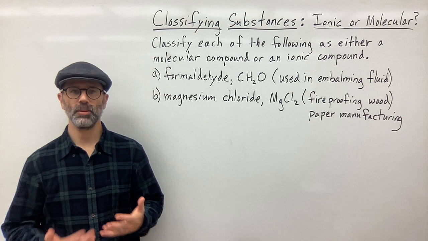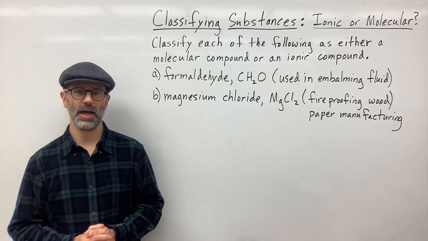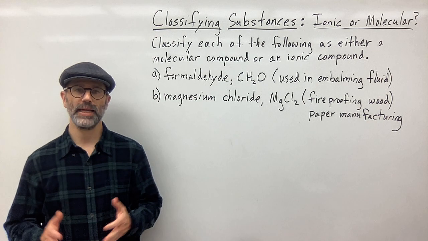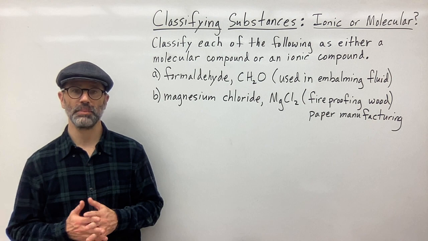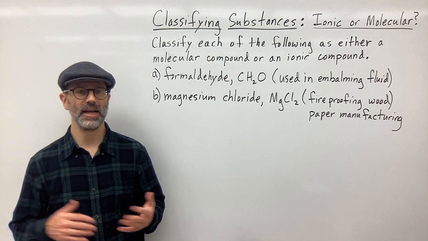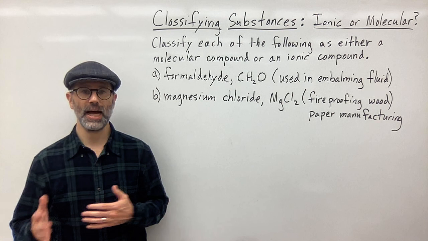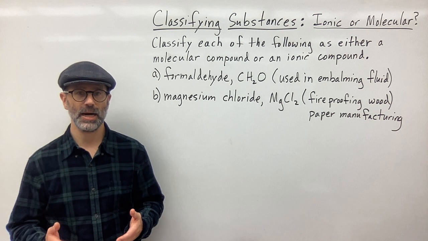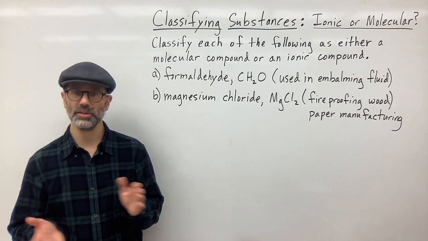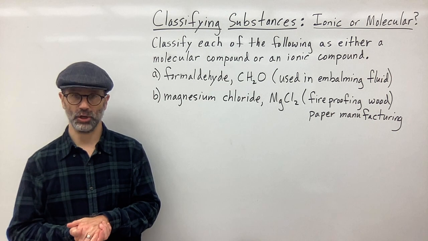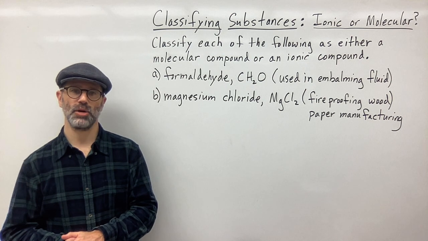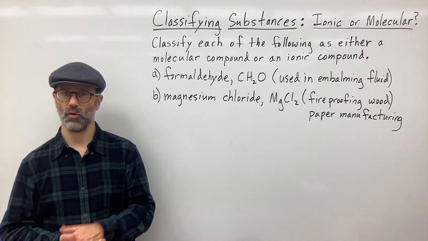In this problem, we're asked to classify each of the following as either a molecular compound or an ionic compound. Again, the key for distinguishing between molecular and ionic is whether or not you have a metal and a nonmetal. If you have a metal and a nonmetal, then you have an ionic compound. If you have no metal and it's all nonmetals, then that indicates you have a molecular or covalent compound. So let's look at our substances and determine if each is ionic or covalent or molecular.